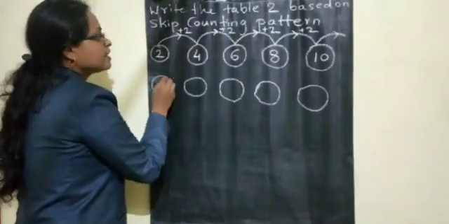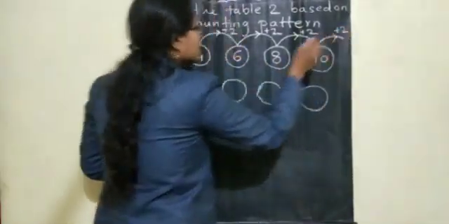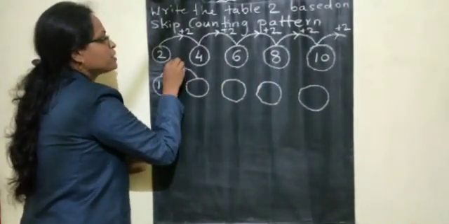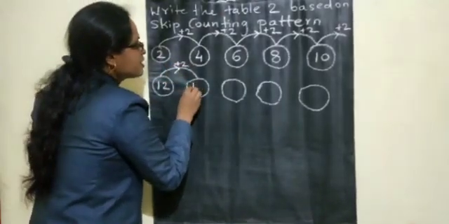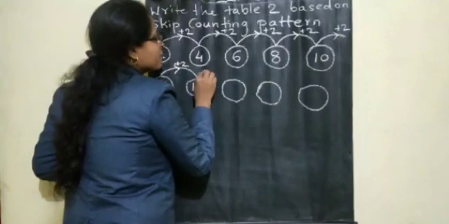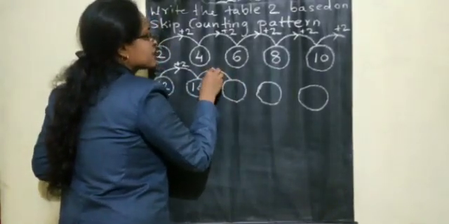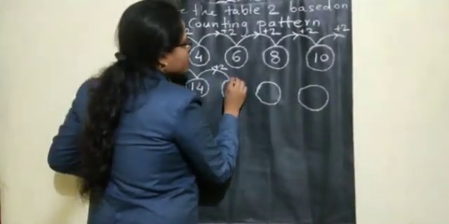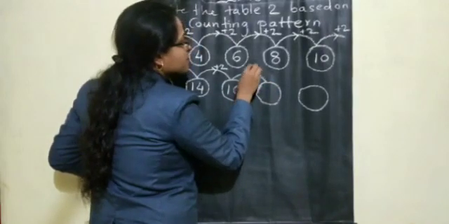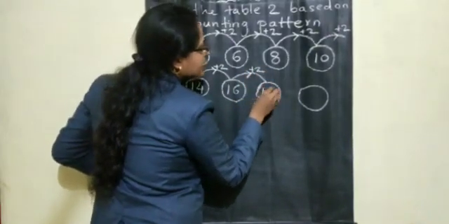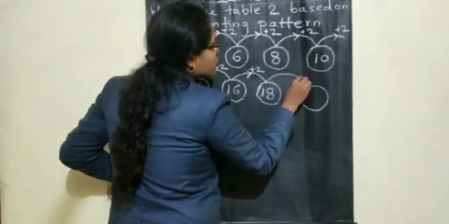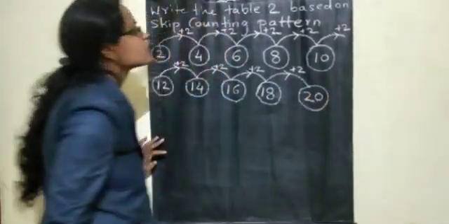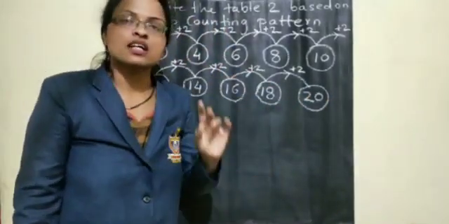Again the same process will continue. 10 plus 2, children, is 12. Again from 12 we continue with plus 2. 12 plus 2 how much? 14. From 14 moving to the next, 14 plus 2 is 16. From 16 to the next circle, 16 plus 2 is 18. And again from 18, adding 2, 18 plus 2 is 20. So this is called our skip pattern.